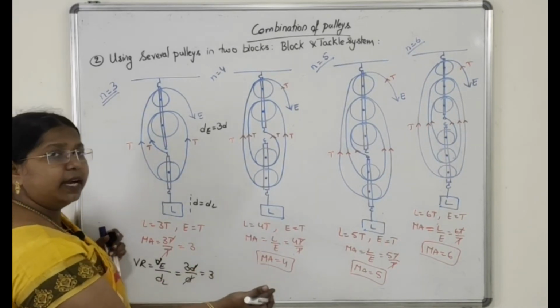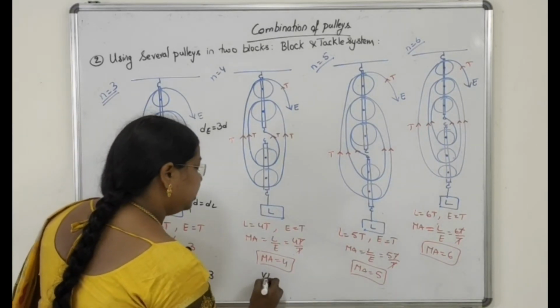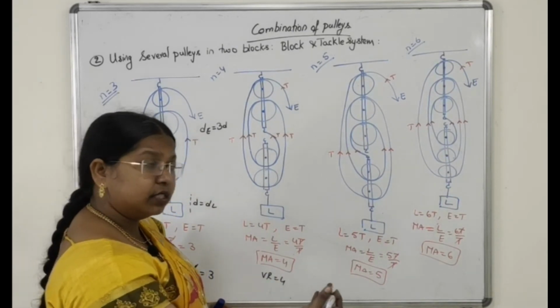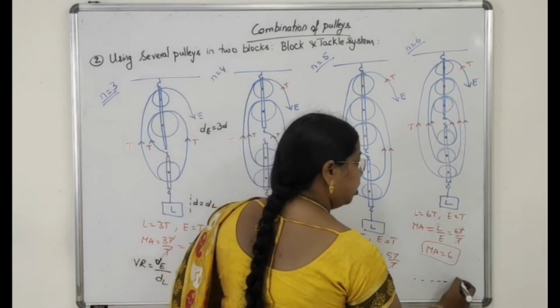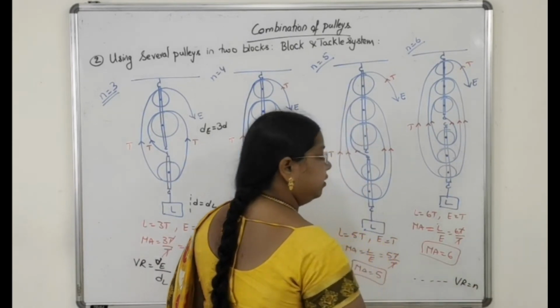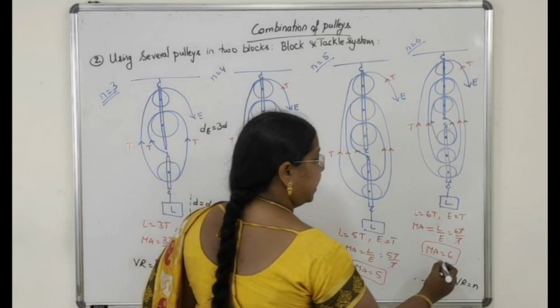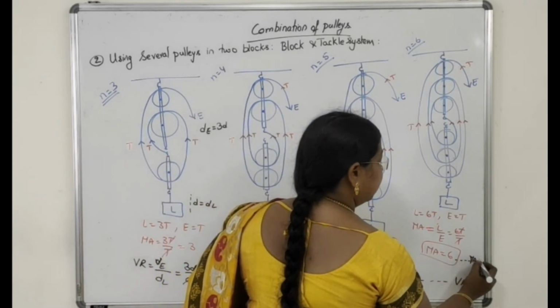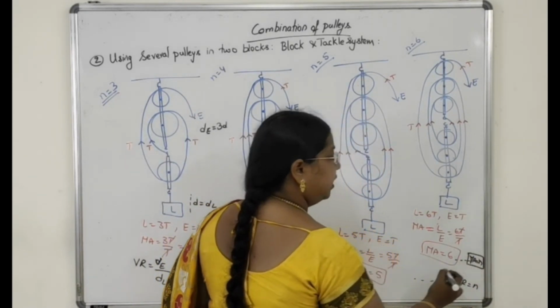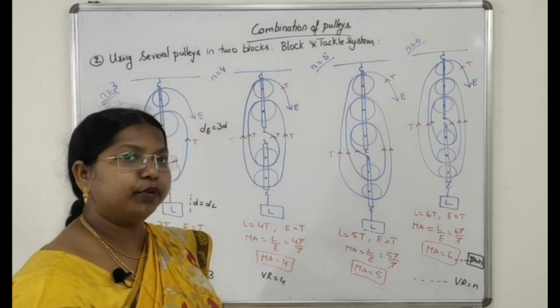Same here, 4D by D. Velocity ratio is 4, 5, 6, and so on. Velocity ratio will be N. Likewise, your mechanical advantage for N pulleys will be N, if N number of pulleys are there.